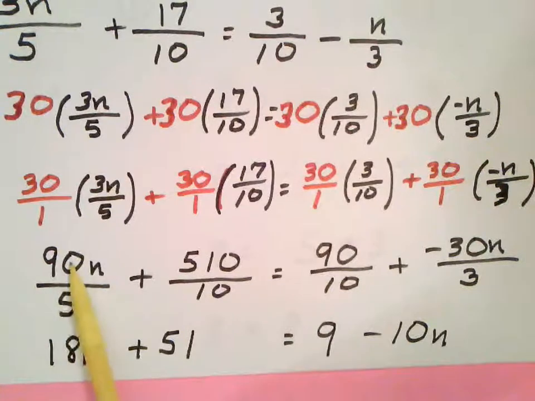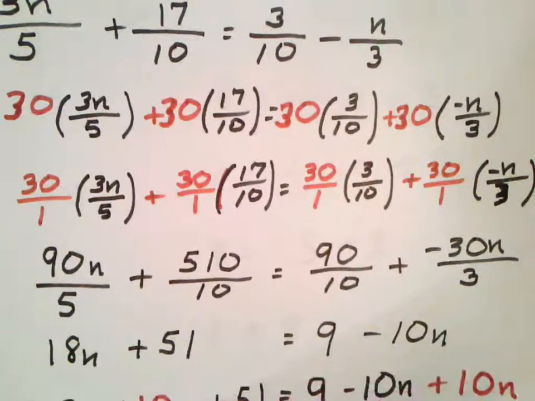And then 5 will go into 90, 18 times, so it'll be 18n. 10 will go into 510, 51 times. 10 will go into 90, 9 times. 3 will go into negative 30n, and that will be a negative 10n. Then I'm going to put my variables on the left side, so I'm going to add 10n to both sides. We're going to get 28n, it's 18n plus 10n, plus 51 equals 9 plus 0. And 9 plus 0 is 9.